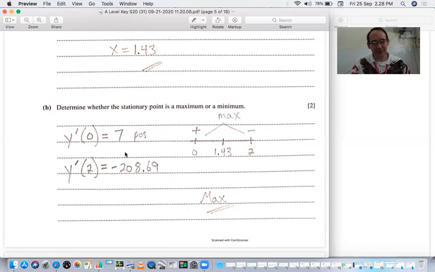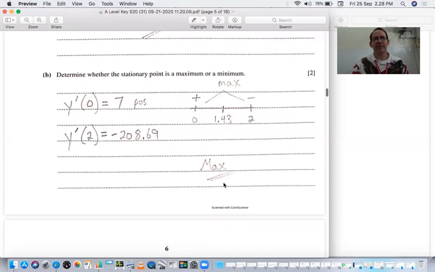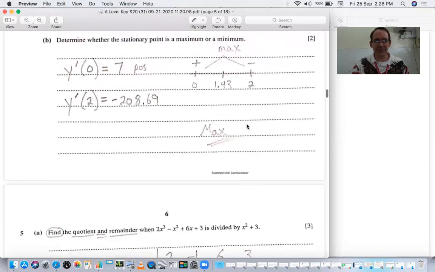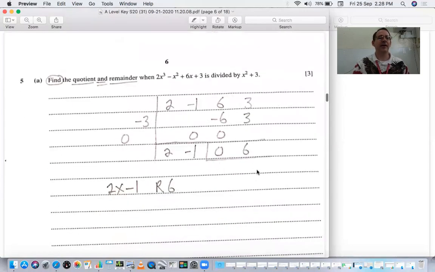So since first derivative is slope, that means we have a positive slope coming up from the left to our stationary point with a negative slope following down the other side. So you can see that that makes kind of a mountain peak there. So that is a maximum value using the first derivative test.